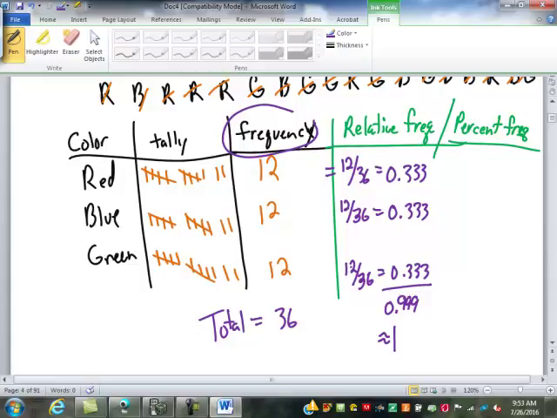Percent frequency is just moving the decimal point to make it a percent. We know that 0.333 is 33.3%. If I wanted to, I could list it as 33 1/3% to make it exact. Again, this should come out to be really close to 100%. We have 99.9% if I add ours up, which is really good.